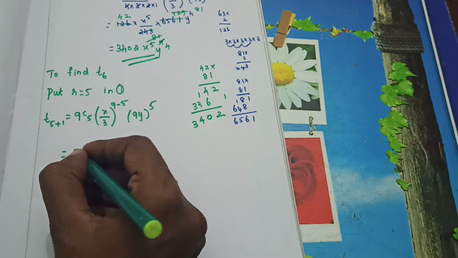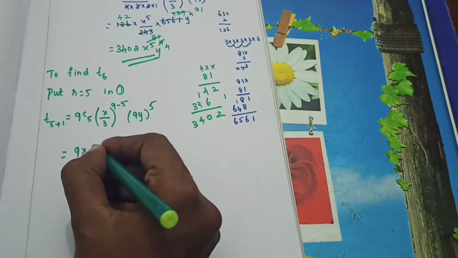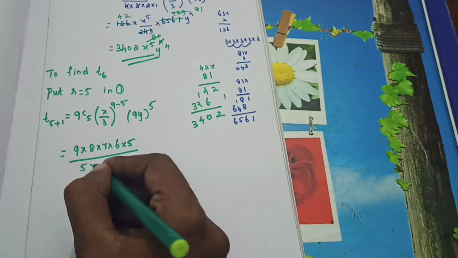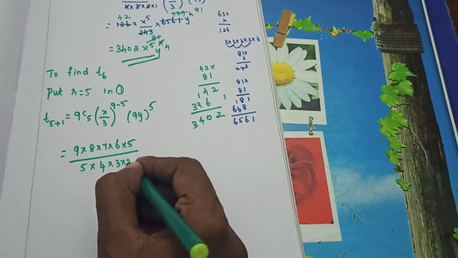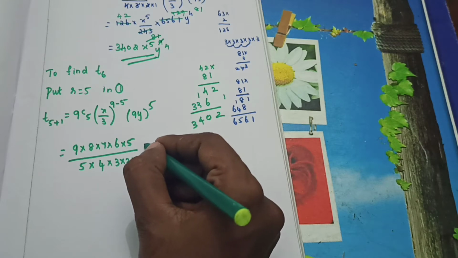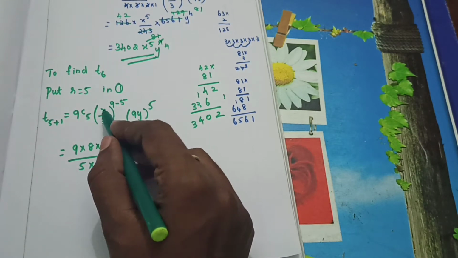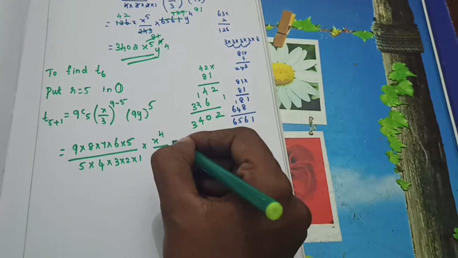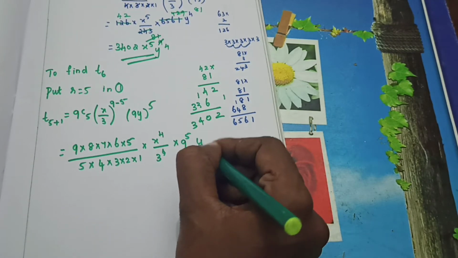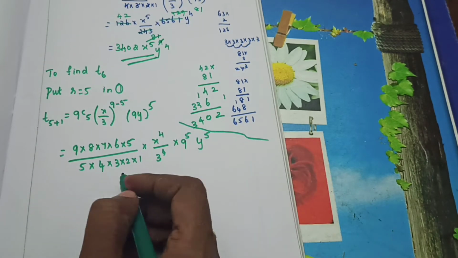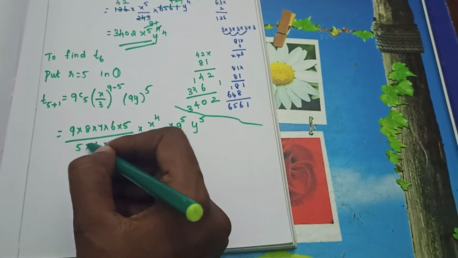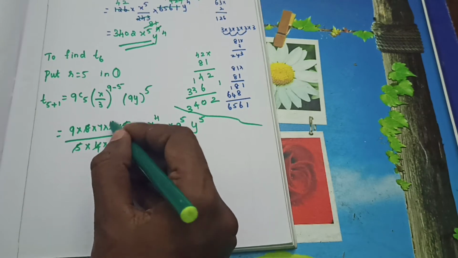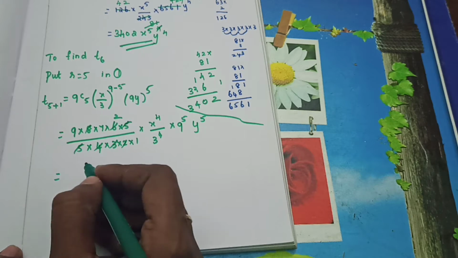That is equal to 9C5, which means 9 into 8 into 7 into 6 into 5 divided by 5 into 4 into 3 into 2 into 1. So this one, x power 9 minus 5 means x power 4, 3 power 4 into 9 power 5 as well as y power 5. So we are going to simplify this. If we simplify, 5 is there, 5 is there, 4 will get cancelled, 2 will get cancelled, this one will change as 2. So now you can multiply.